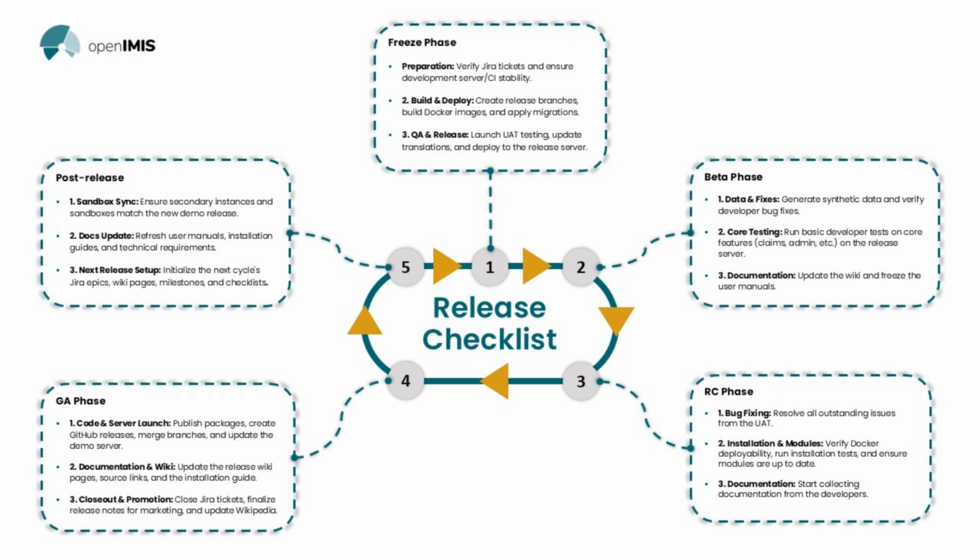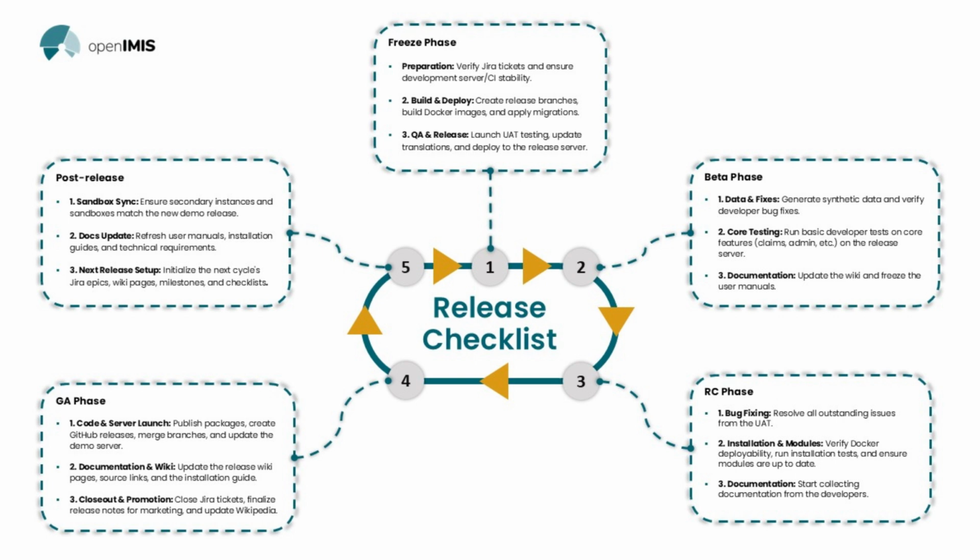At this general availability phase, we make sure that the code is available, the server is up and running, and publish all the packages. We create GitOps releases. All branches are merged, and the demo server is up to date and running. Here, equally, we do proper documentation in our wiki to be sure that what we have as an openIMIS running instance is well documented in our wiki with the different installation and user manuals.